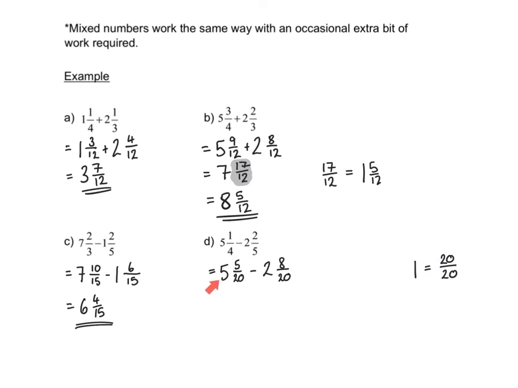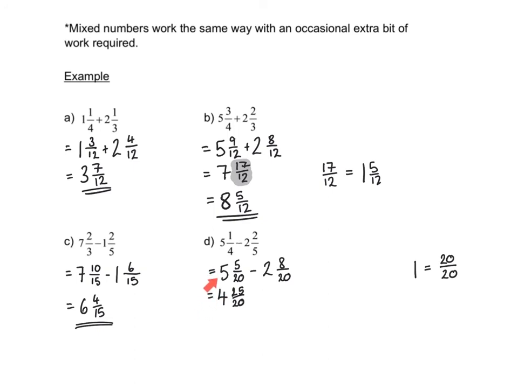That means if I want to borrow 1 from the 5, I don't think of it as borrowing 1 from the 5, I can think of it as borrowing 20/20. So when I borrow that 20/20 from the 5, it will leave me with 1 less, so it will leave me with 4. The 20/20 that I borrow needs to be added on to the 5/20 I already had here. So remember, I'm borrowing 1, which is 20/20. I'm adding it on to the 5/20 I already had, which means I now have 25/20 here.